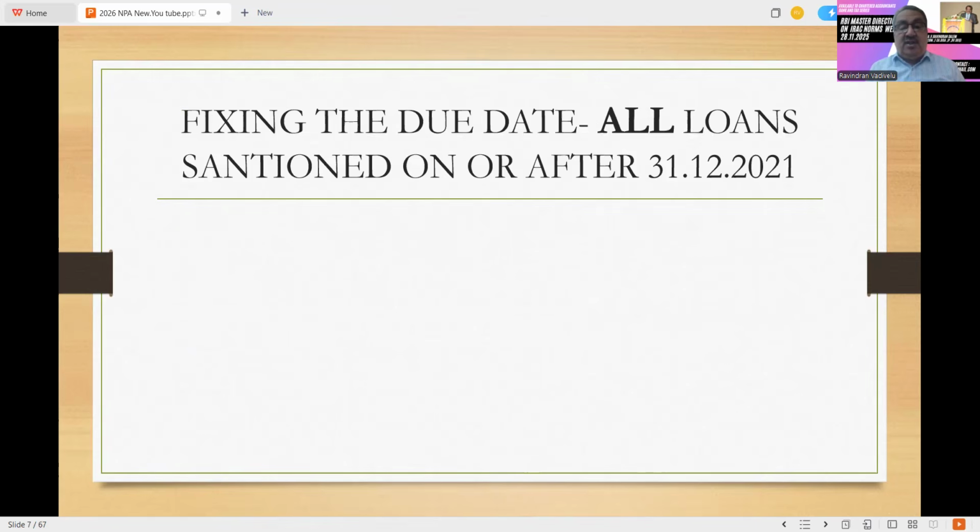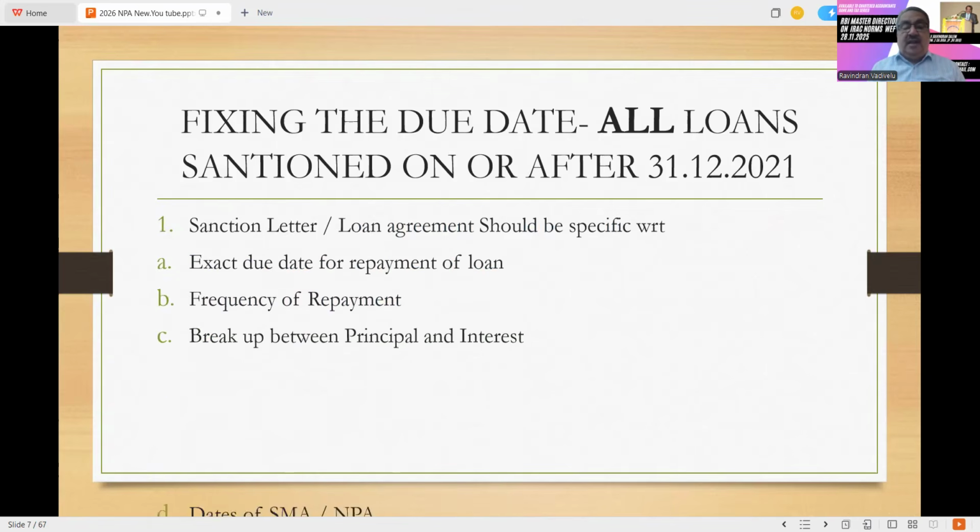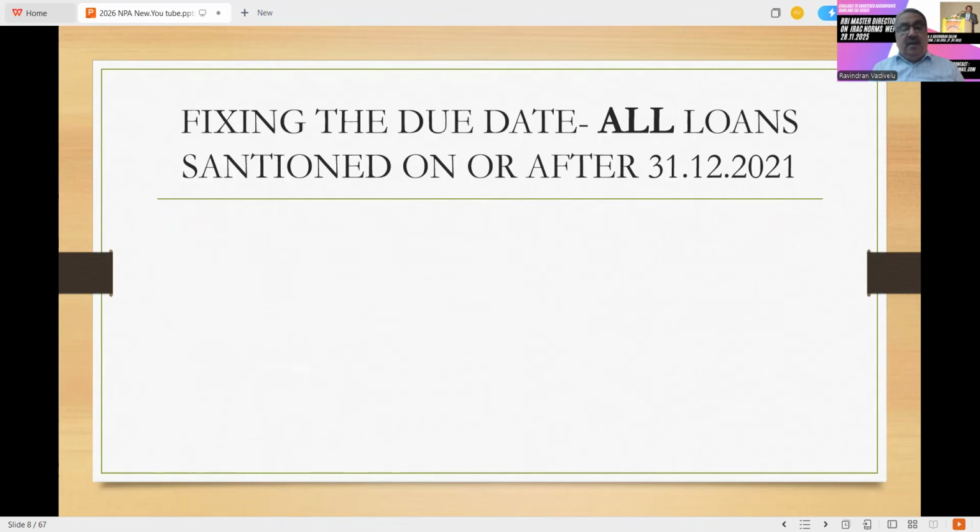This is a clear instruction they are given. And this is also another very, very important thing. This is also another audit point: I want to say that any loans sanctioned on or after 31/12/21 must contain the due date of the loan. So this is a very, very important thing.